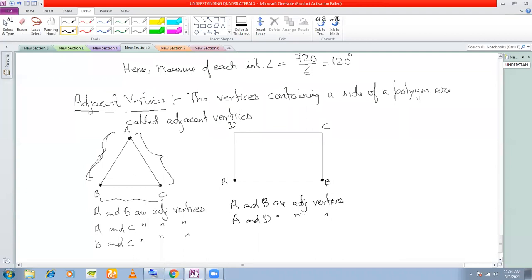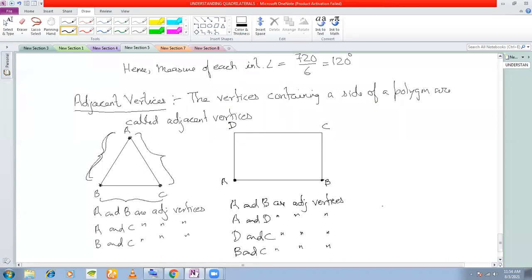Look at the side DC. It contains D and C, so D and C are also adjacent vertices. Look at the side BC. It contains the vertices B and C, so B and C are also adjacent vertices.